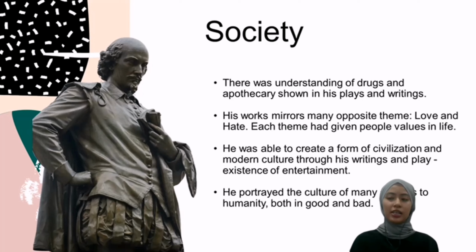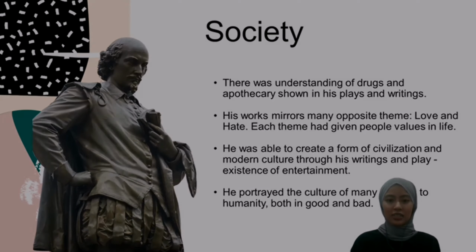His works also mirror some opposite themes such as love and hate. You can see love between Romeo and Juliet, and you can see hate between Romeo and Tybalt. But what was most important was that each of these themes gave life, values, and lessons. He was able to create a form of civilization and modern culture because from his writings emerged the existence of entertainment such as movies and theatre.